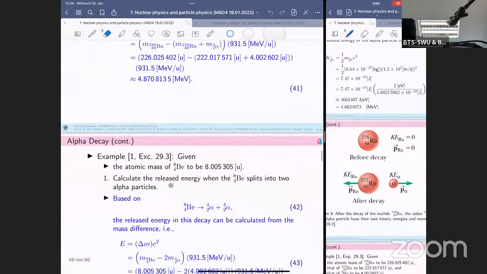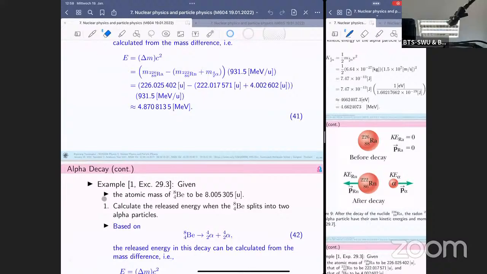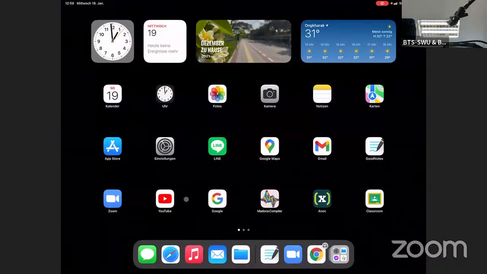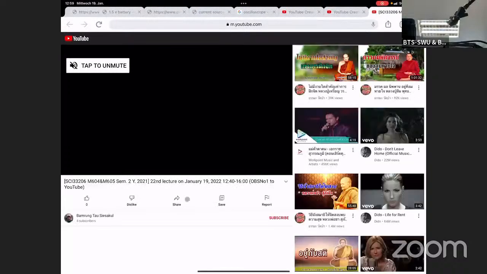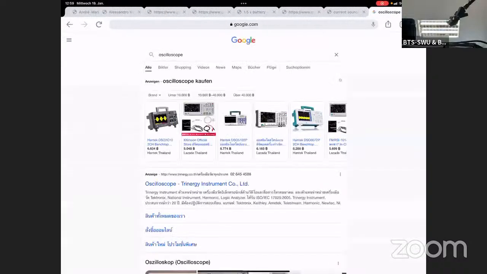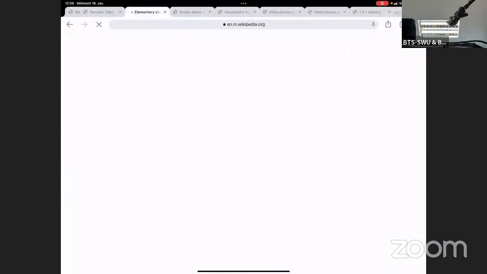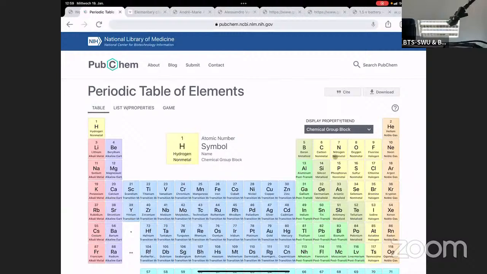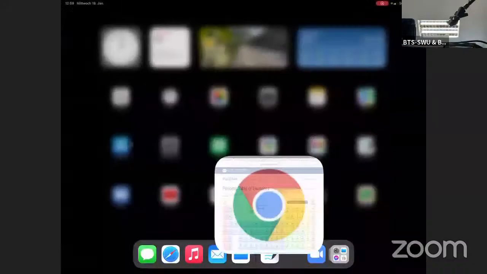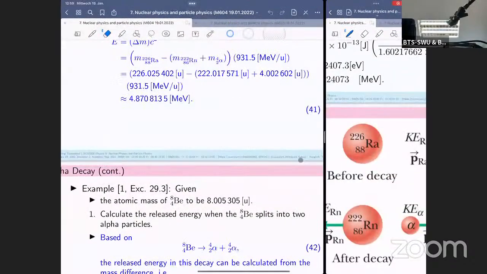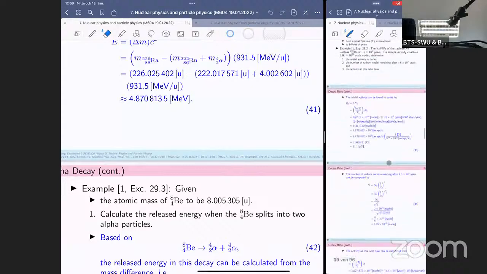The next example is beryllium-8. Beryllium is the fourth element on the periodic table in chemistry, and one of the isotopes of beryllium is beryllium-8. Of course, beryllium can have many isotopes.